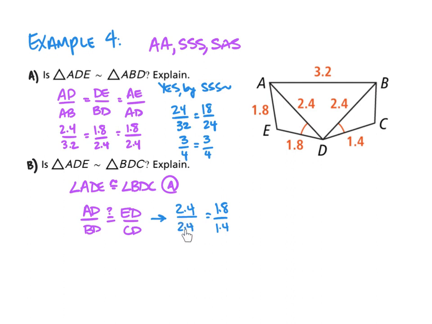Because if 2.4 is over 2.4, I know that's just going to end up equaling 1 over 1. But 1.8 over 1.4 does not equal 1 over 1. And so that tells me that no, not similar for these two triangles. Yes, they have the pair of angles that are congruent, but when I looked at the side lengths that include those angles, they're not proportional to each other. When I set up these ratios, they don't equal each other. So we're going to say that they're not similar.